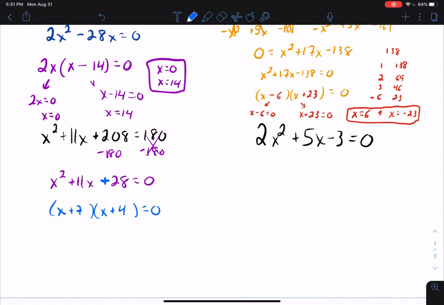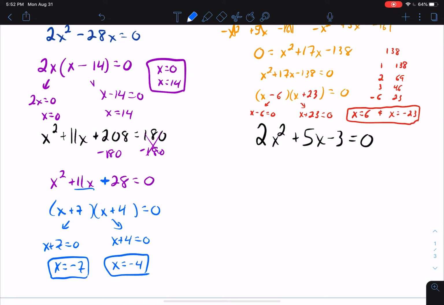So x plus 7 times x plus 4. Remember, you can always double check that you factored it correctly by checking your inners and your outers and making sure they combine to give you 11x. Checking that your last two terms multiply to 28 and your first two terms multiply to x squared. Don't forget that. Okay? But it is factored correctly, so I'm going to split this off and set each factor equal to 0. And I'll get x equals negative 7 and x equals negative 4. Okay? Those are the values that if I plugged them back into the original equation would make that true.